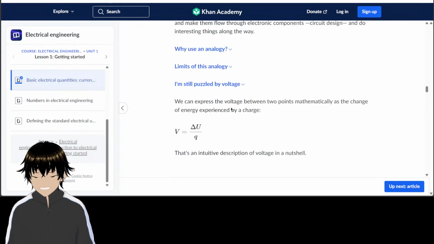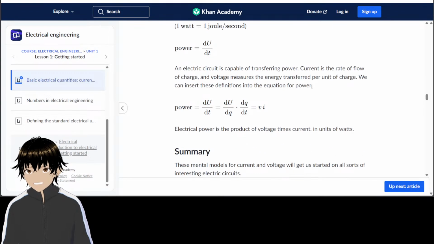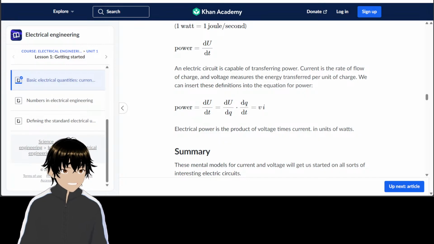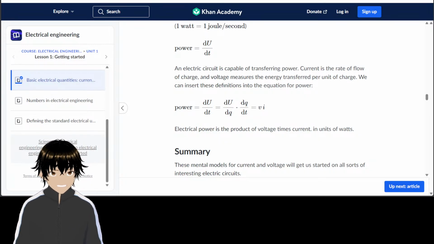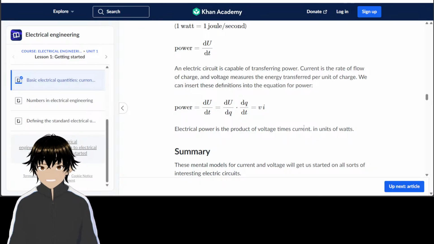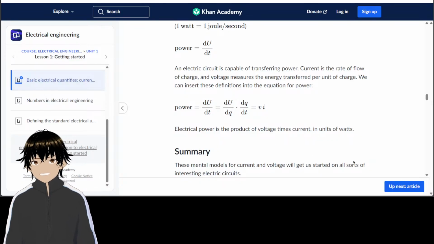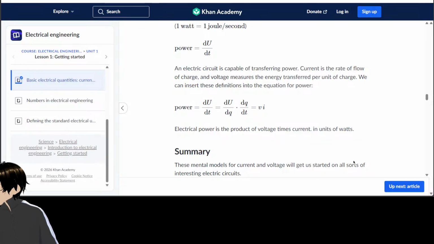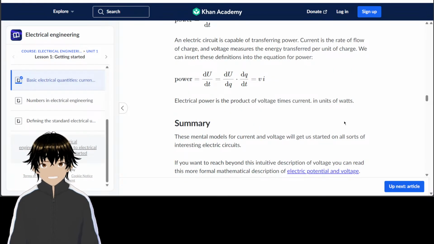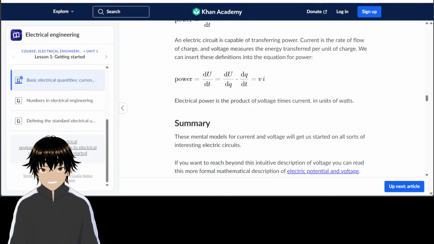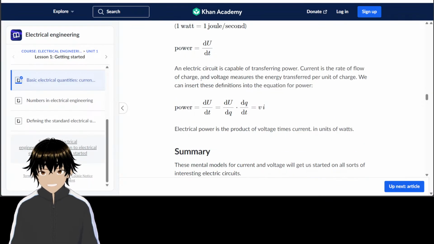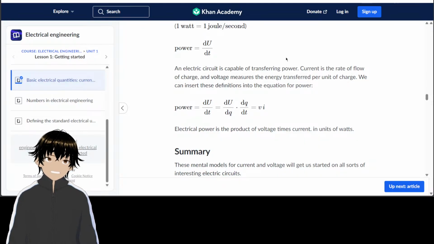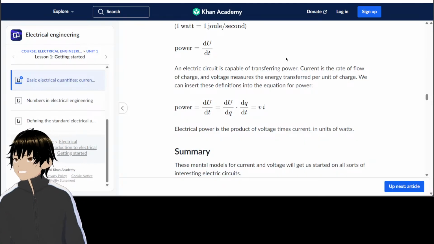Experienced by charge, it's voltage. Electric circuits can transfer power.